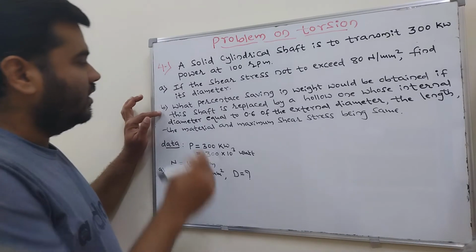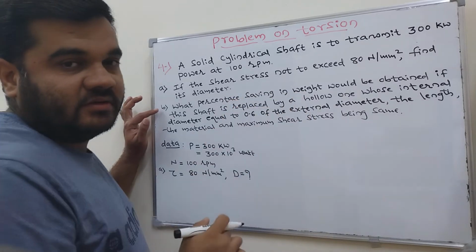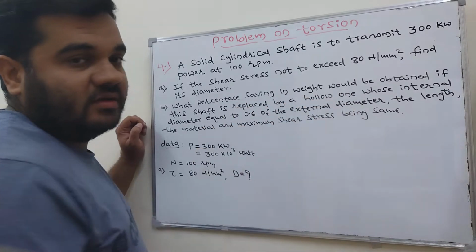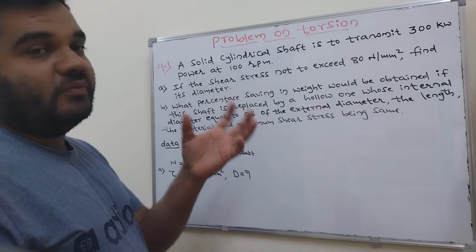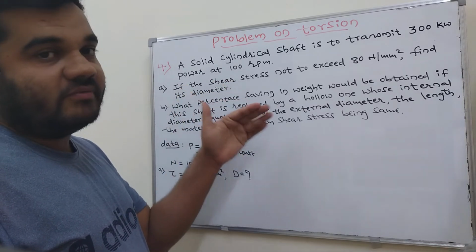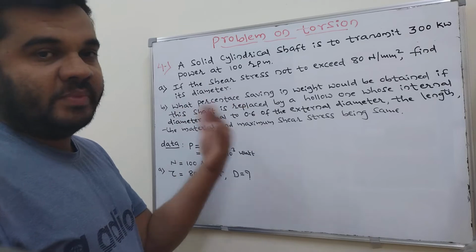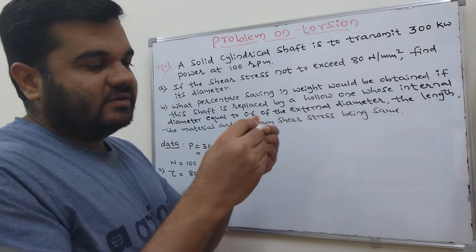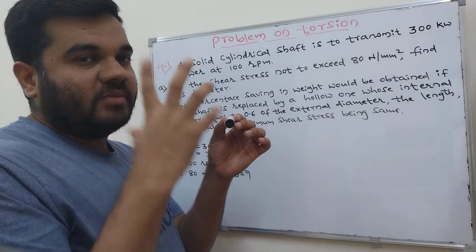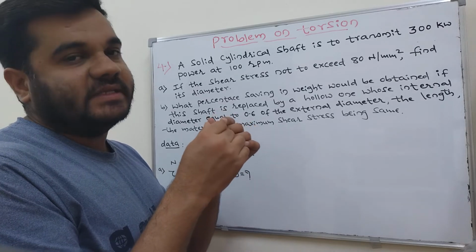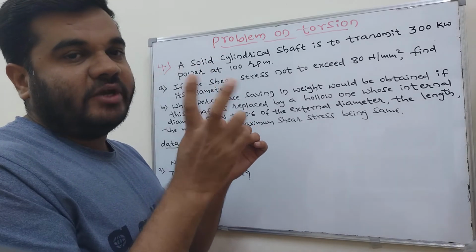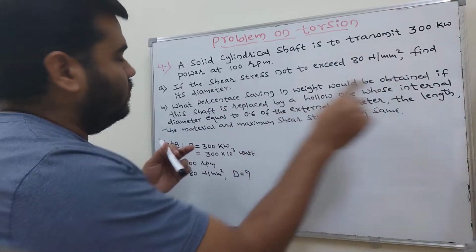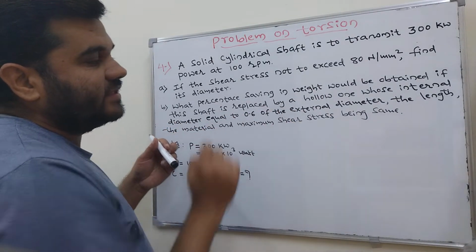So go to B. What percentage of saving in weight would be obtained if this shaft is replaced by a hollow one? It means if you replace this solid shaft with a hollow shaft, what is the percentage of weight you can save? Normally, if a shaft is solid, its weight is more. That is the normal consideration. If it is a hollow shaft, its weight is less. So how much percentage of weight can you save if this solid shaft is replaced by the hollow one whose internal diameter equals 0.6 of the external diameter.